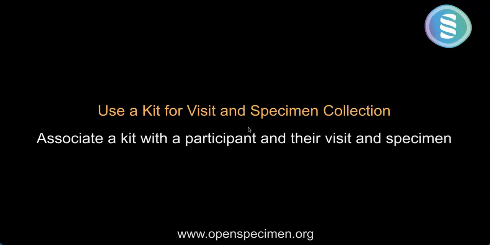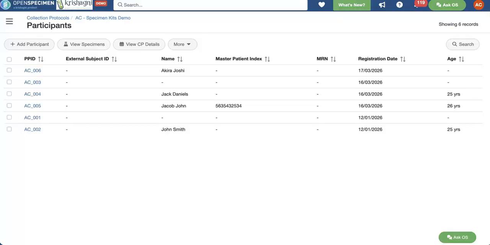So let's start by first looking at how to associate a kit with a participant and collect the visit and specimen. In order to do that, what the user requires is the kit barcode from the kit. So when a kit barcode is scanned or entered in the visit name field, OpenSpecimen will automatically retrieve the associated specimen requirement. So the users don't actually have to enter the specimen details manually. Due to this, the data entry becomes a lot faster and is more standardized. So now let's look at how this works in OpenSpecimen.